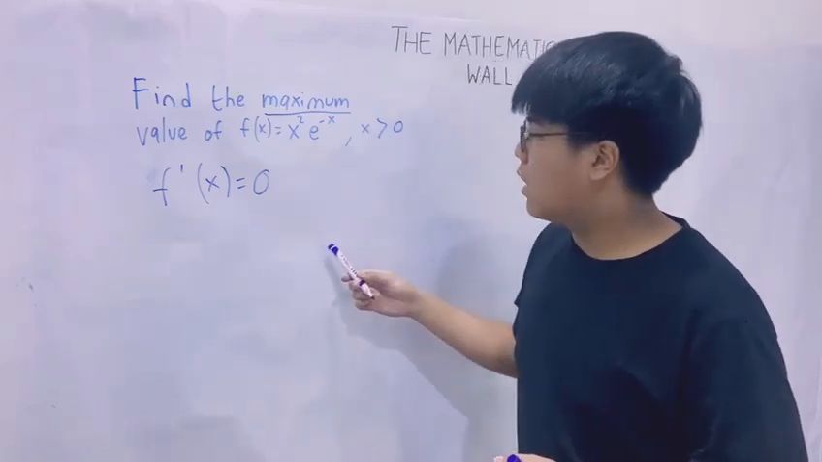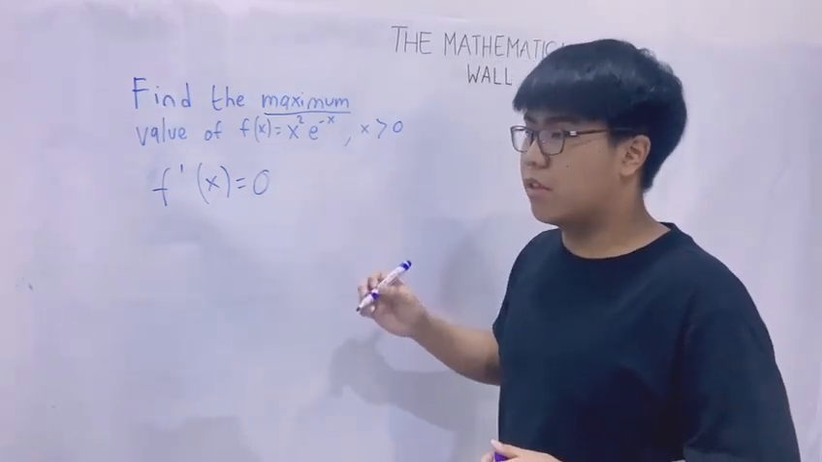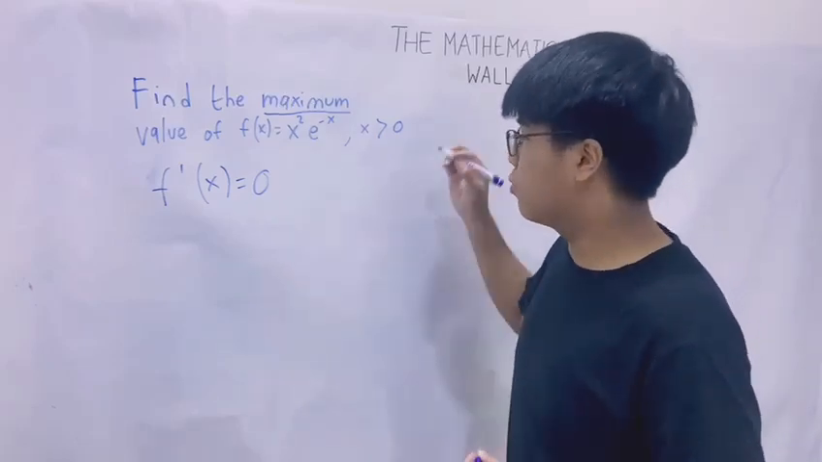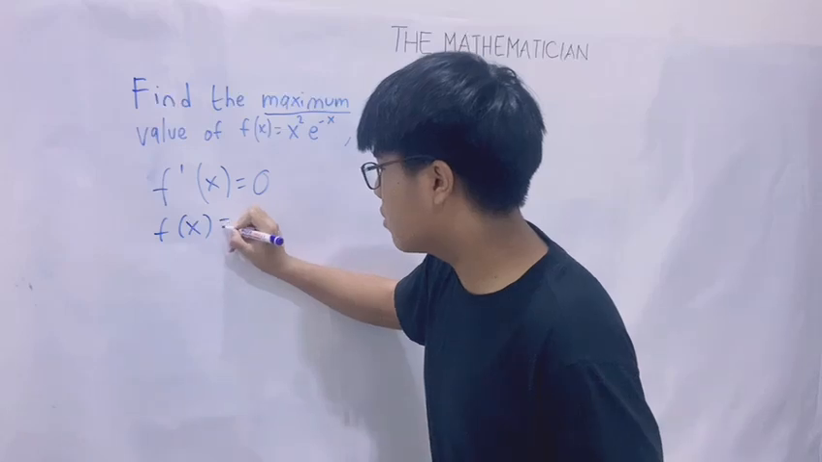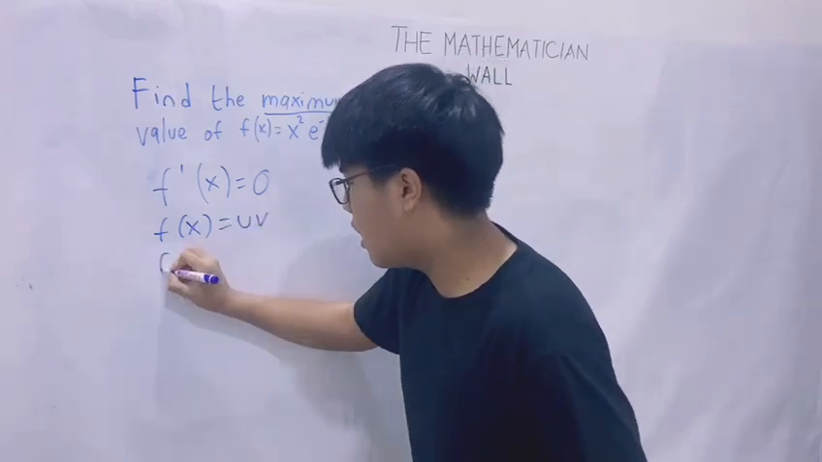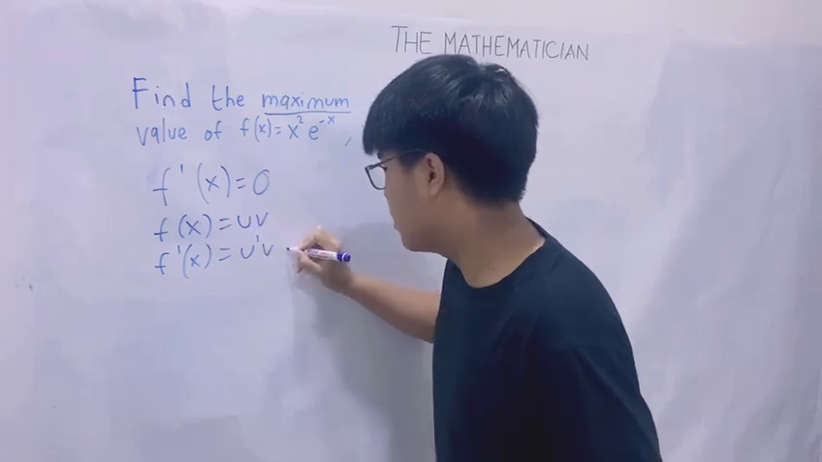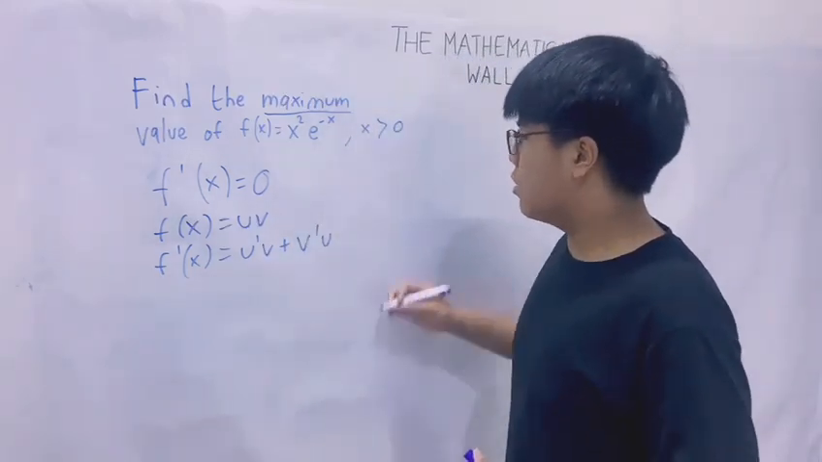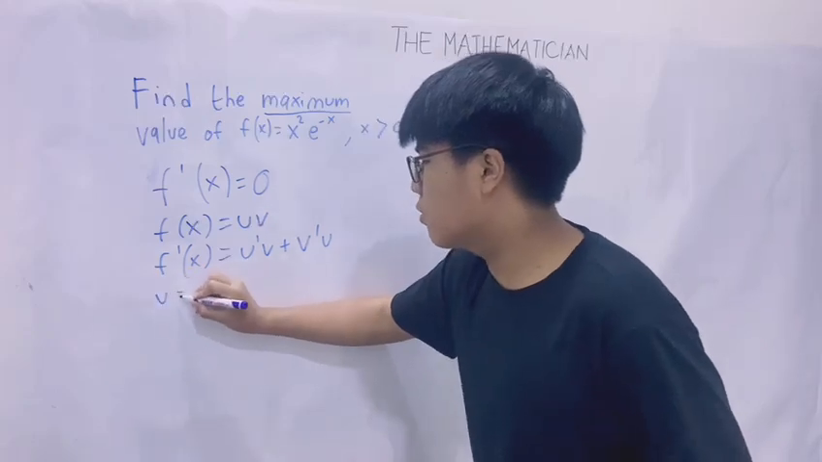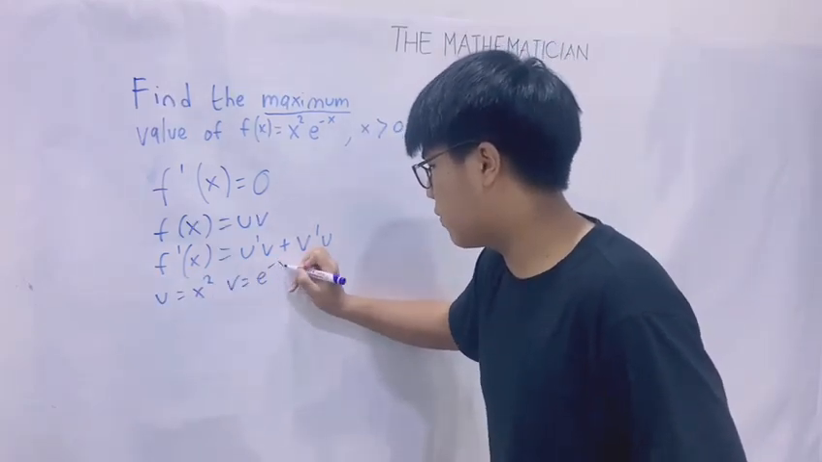You see, right, f of x is a product of two functions, so therefore we will use the product rule. So for f of x equals uv, f prime of x will equal u prime v plus v prime u. So in this case, we're going to set u equals x squared and v equals e to the negative x.